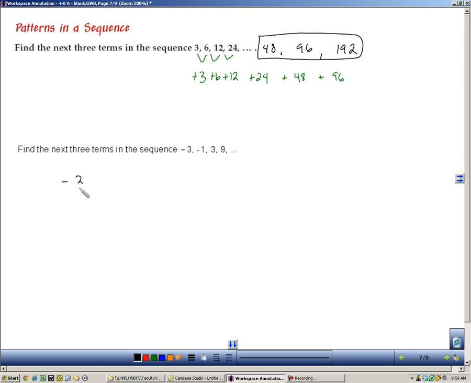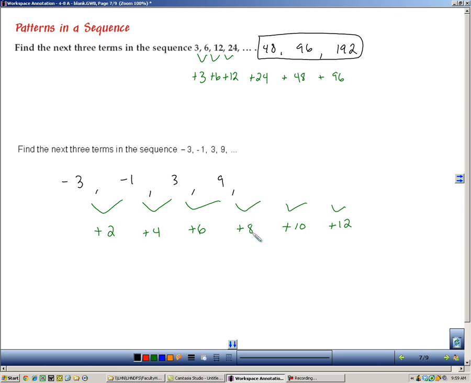Next one I'm going to write a little bit spread out because the other one made me feel crammed. So the difference between -3 and -1 is a +2. And the -1 to 3 is a +4. 3 to 9 is a +6. So it looks like we're going to go 2, 4, 6, plus 8, plus 10 and plus 12. It looks like each difference goes up by 2.